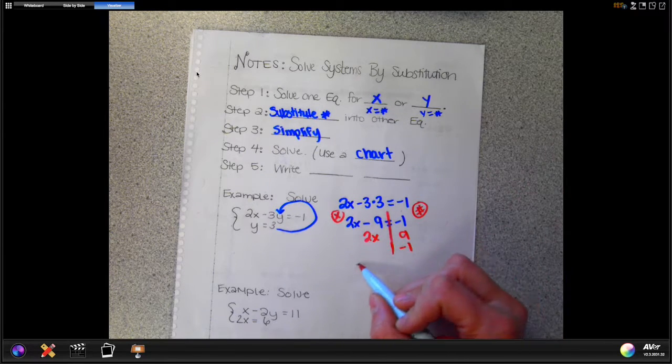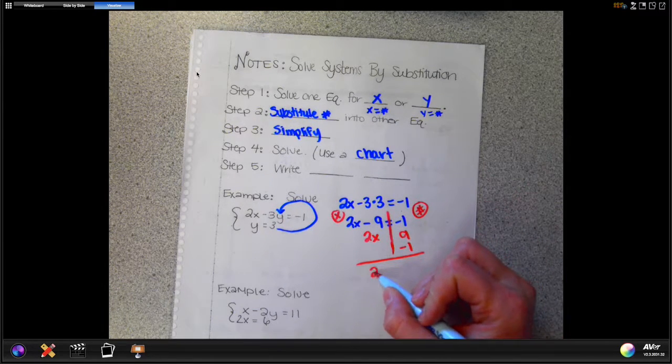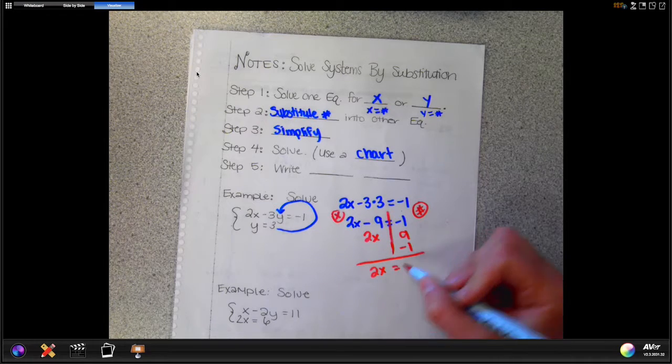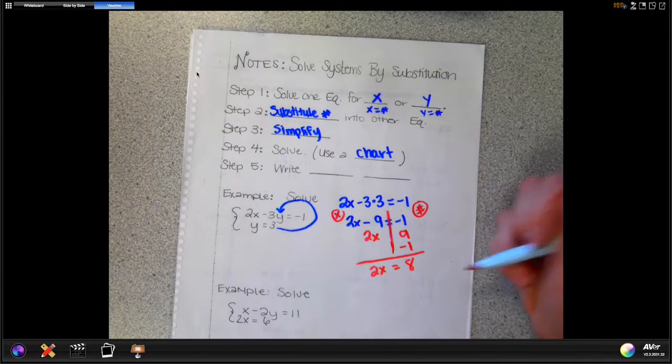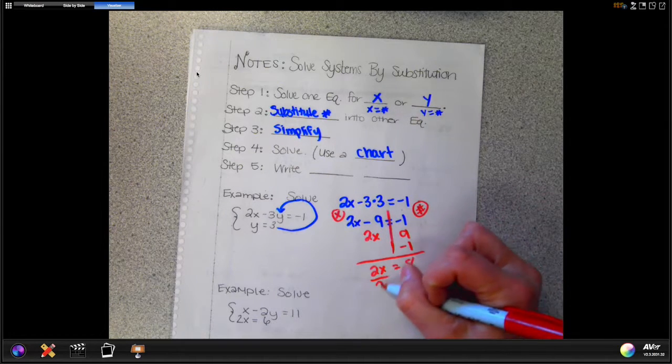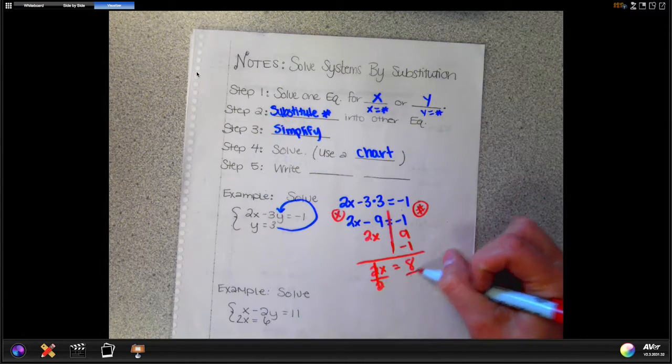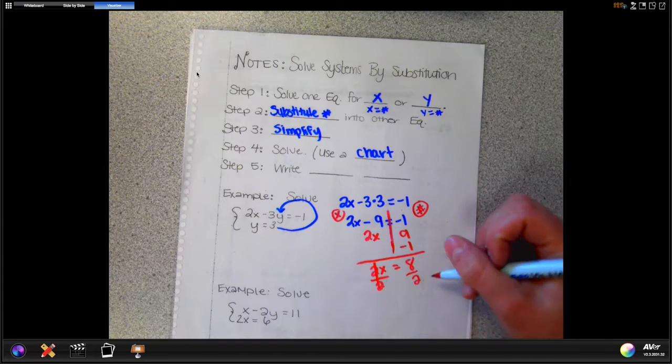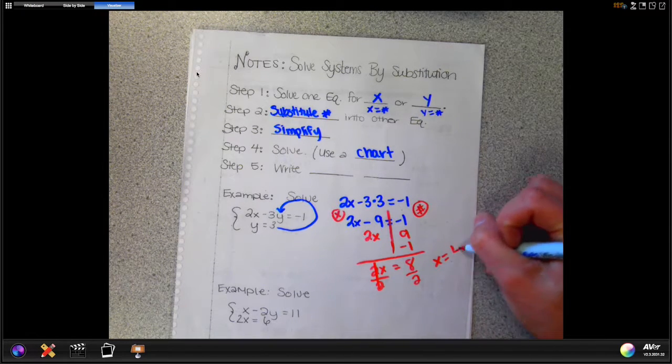Okay, let's add these up. 2x plus nothing is 2x equals 9 plus negative 1 is 8. And remember, our last step here is to divide. So we're going to divide this side by 2 to cancel it. Divide by 2 over here, and we get x equals 4.